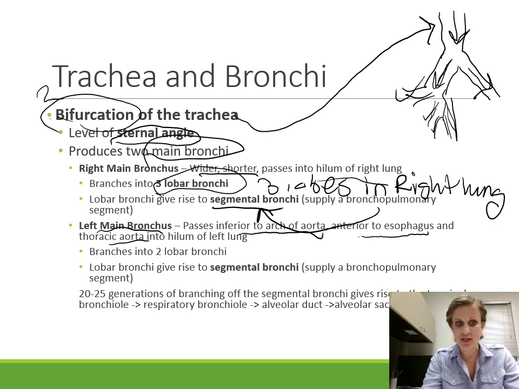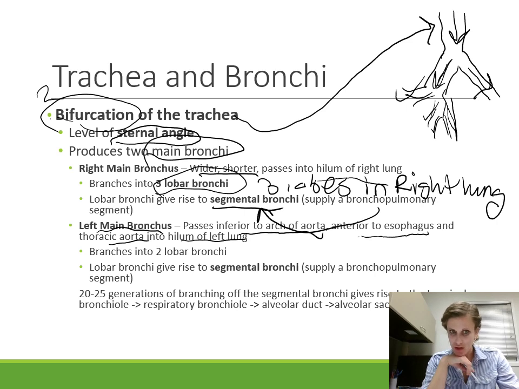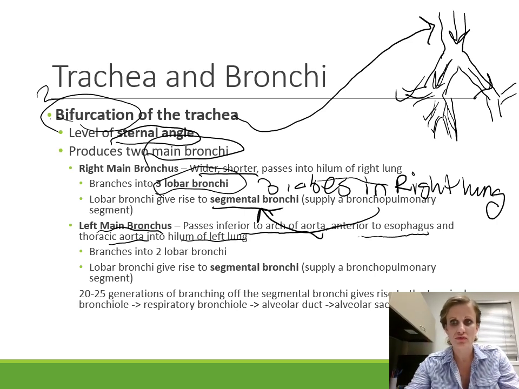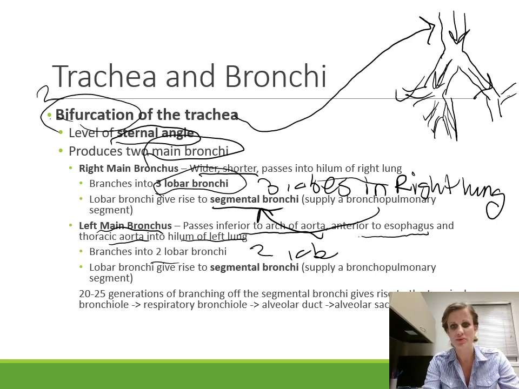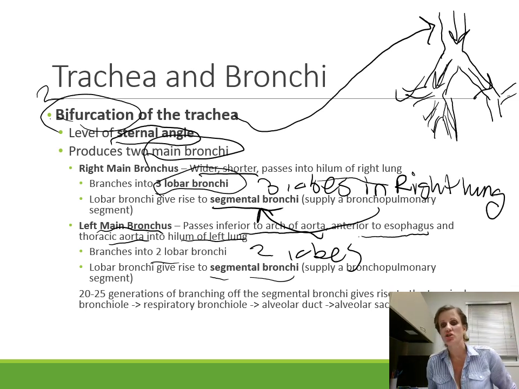And then eventually the left main bronchus goes into the hilum of the left lung. And again, the main bronchus is going to split and give us lobar bronchi. The left lung has 2 lobar bronchi because the left lung has 2 lobes. And just like we saw, the lobar bronchi give rise to segmental bronchi, and the segmental bronchi each supply 1 bronchopulmonary segment.